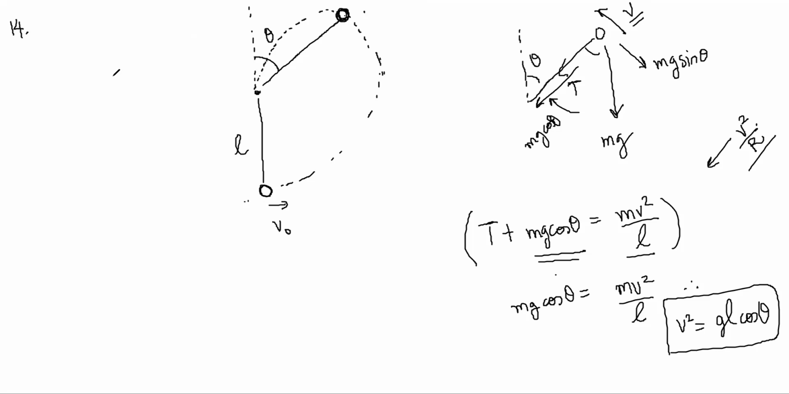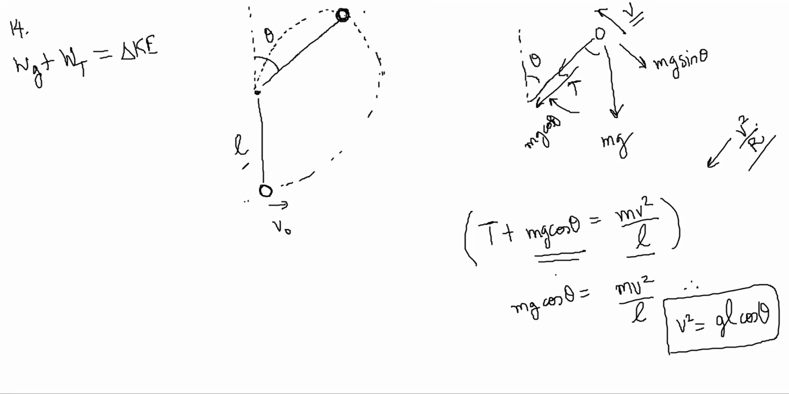From here to here, the work-energy theorem would give us work done by gravity plus work done by string, or tension, which is 0, is equal to the change in kinetic energy. Work done by tension is 0 because throughout, tension is perpendicular to the velocity.